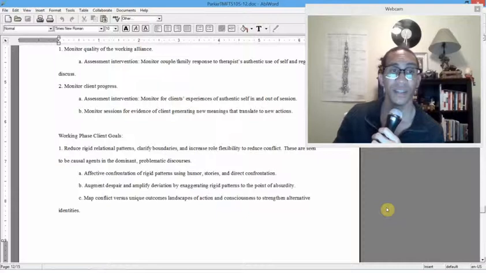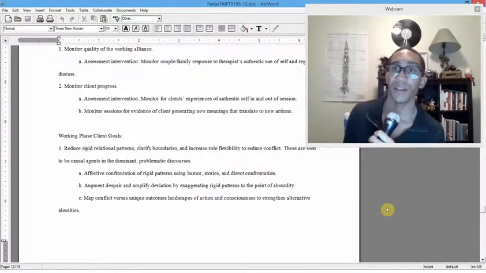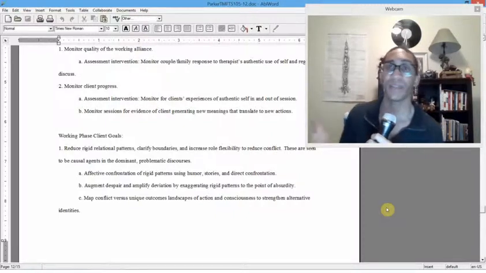All right, got it. Affective confrontation of rigid pattern using humor, stories, and direct confrontation. So as the confrontations come up, especially about independence, try and make a metaphoric joke about it, or use the symbol systems that they already have in place to play with it a little bit and make it a little bit less stressful. Augment despair and amplify deviation by exaggerating rigid patterns to the point of absurdity.